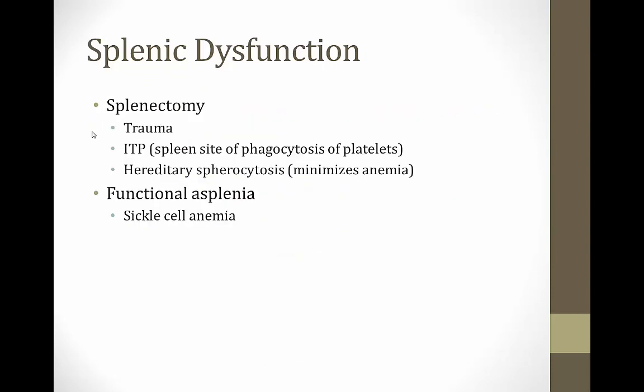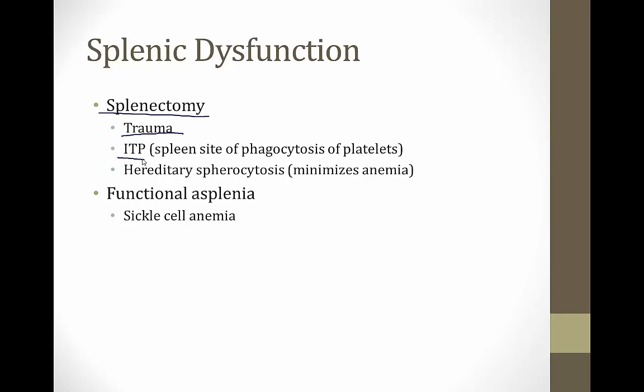So why would someone have absence or a non-functional spleen? Well, one of the first reasons is if their spleen has been removed by a surgical procedure. One of the most common reasons this is done is because of trauma. If trauma causes bleeding at the site of the spleen, the organ is often removed because you can survive without it. Another reason that people will sometimes electively have their spleen removed is idiopathic thrombocytopenic purpura.